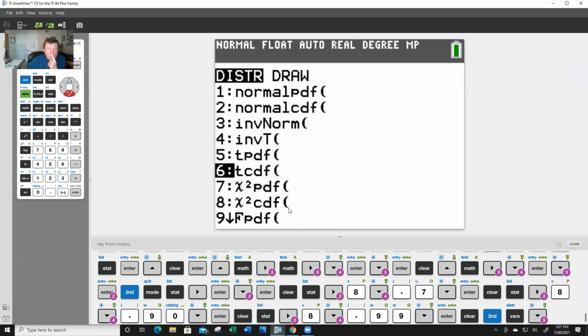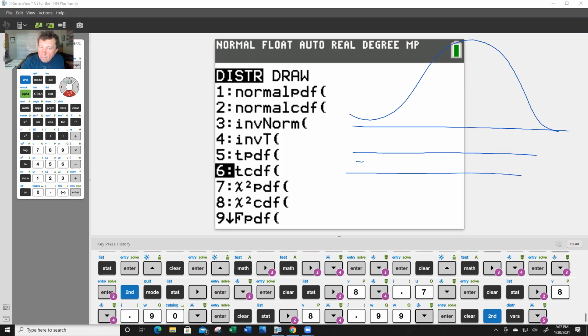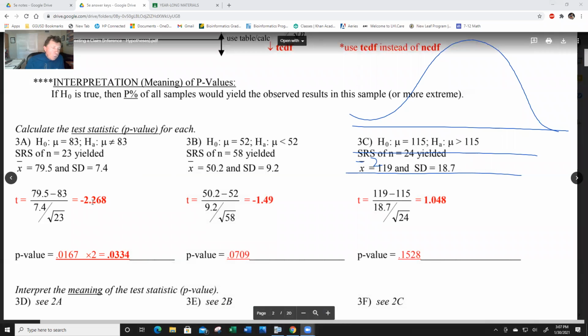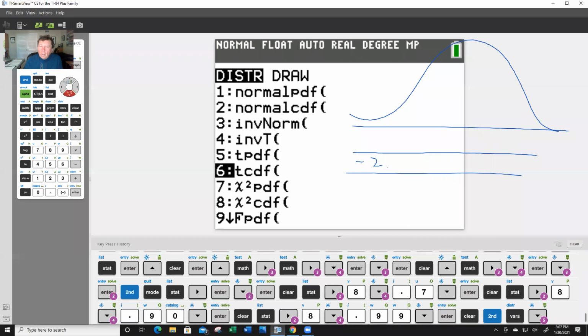All right, here we go. So I'm going to get the tail of that. TCDF, and so let me draw out what we're doing real quick so you see it, because maybe you don't see this. Okay, so we have this situation, right? And we have a t-score of negative 2.268. I keep forgetting the number. That's what happens when you get old. Negative 2.268, right? Okay, so it's somewhere down here. I'm getting this tail right here.